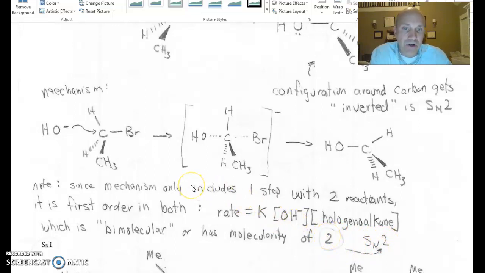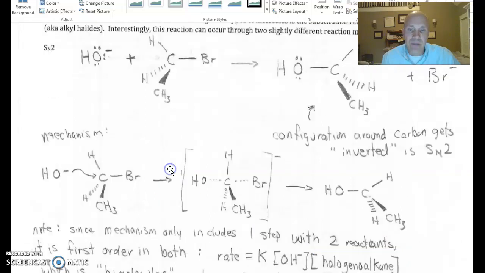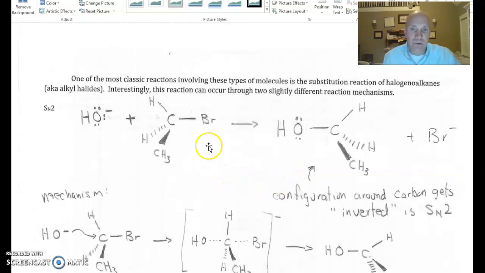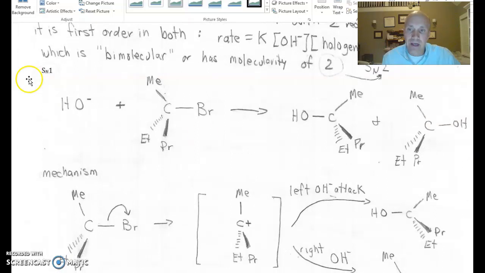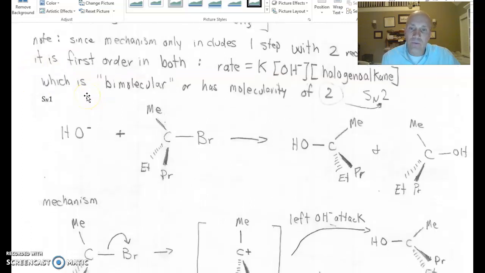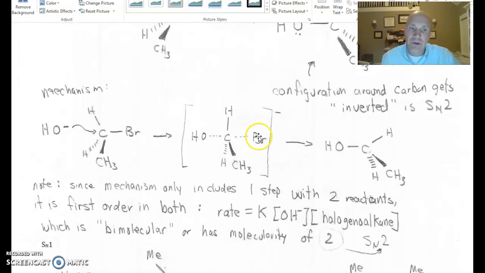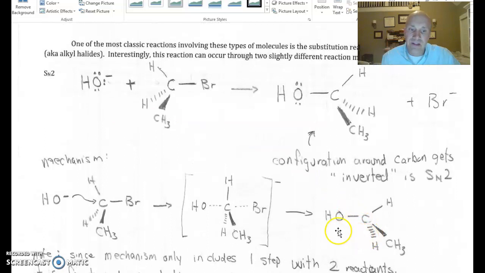Even though the 2 in SN2 is there because it refers to the fact that it's a second order reaction, generally what people are going to think of when they think SN2 is the fact that the stereochemistry gets inverted. That will make a little bit more sense, hopefully, when we compare that to an SN1 reaction. So one of the things about an SN2 reaction is that you only get one product.